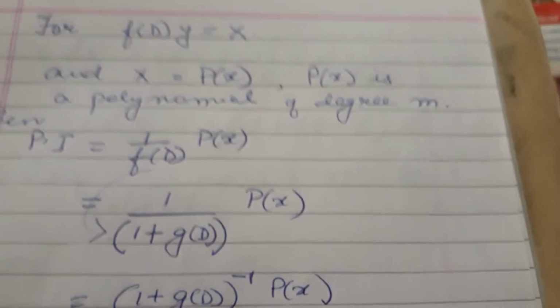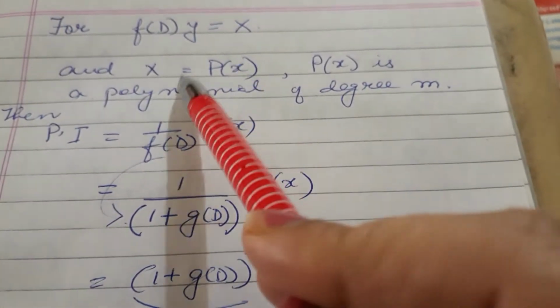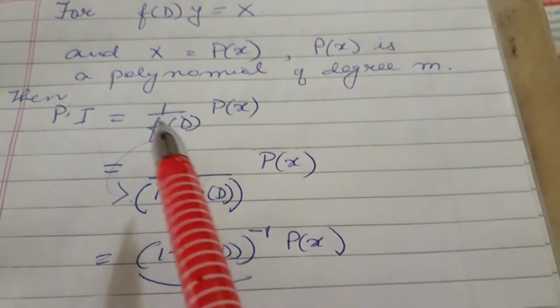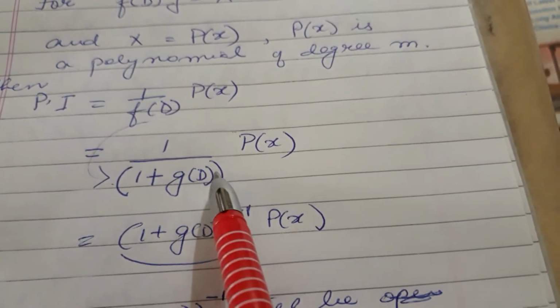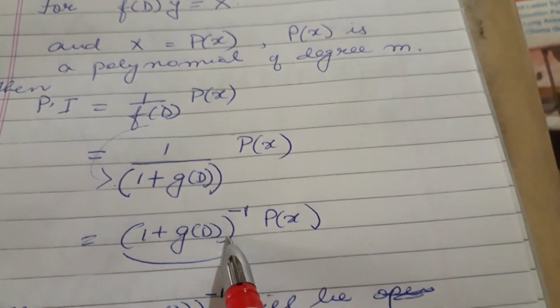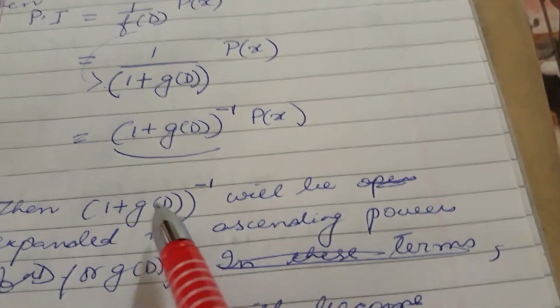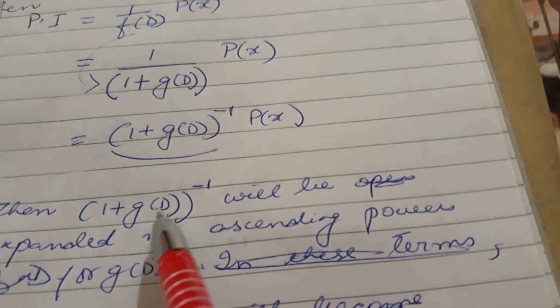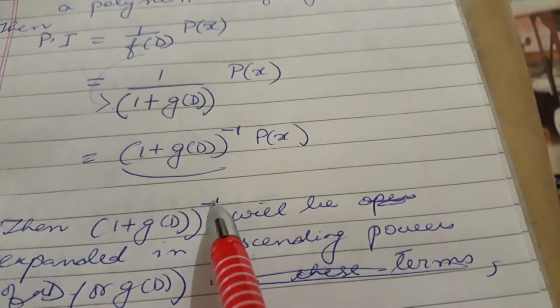I'll just further illustrate. You will understand this better once we start with the problem, but here P(x) is a polynomial of degree m. We will express f(D) as 1 plus something, 1 plus g(D) form. Okay, f(D) will be expressed as 1 plus some function of D. We take the inverse. Now we expand in ascending powers of D. This is a function of D, it will have terms of D, D power 2, D power 3, whatever. And when we expand this, we have the binomial expansions.